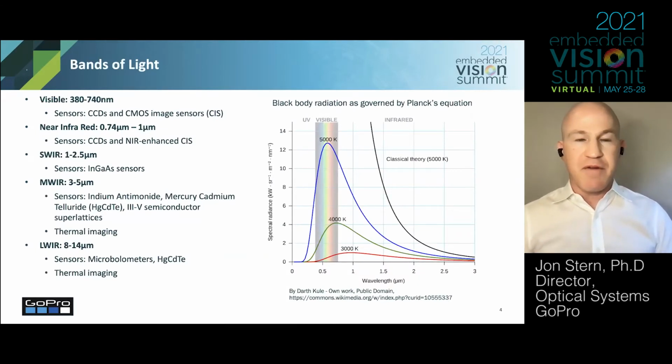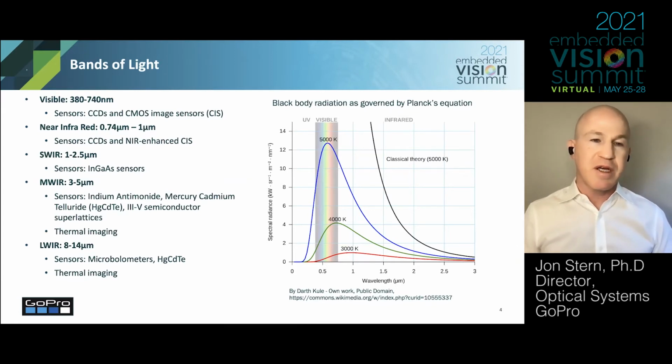Diving a little bit more into the different bands of light, because we need different sensor technologies for some of these bands, as well as different optics. So as discussed, we have visible light, and there we can use CCDs and CMOS image sensors. From 0.74 microns to 1 micron, we're into the near infrared band, and we can continue to use CCDs and near IR enhanced CMOS image sensors. From 1 micron to 2.5 microns, we're in the shortwave IR band, and we start to have to use different sensor technologies such as indium gallium arsenide.